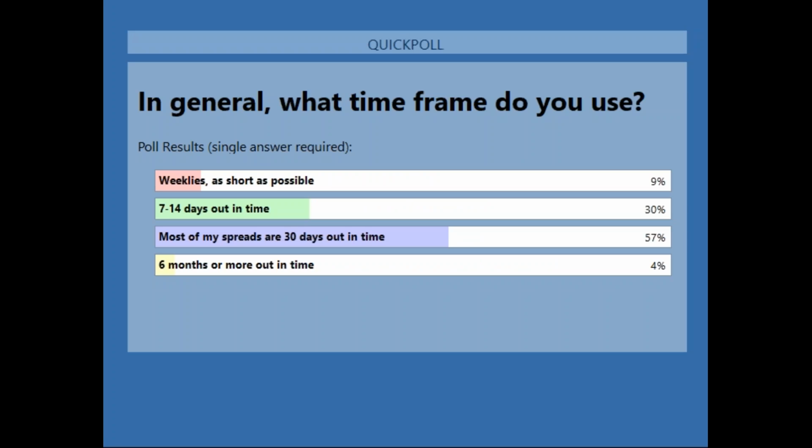9% of you are doing the weekly time frame as short as possible. And 30% of you are doing weeklies perhaps, but you're maybe going 7 to 14 days out in time. And 57% of you are actually doing 30-day out spreads, using the standard expiration, looking for the most time. And 4% of you, of course, are doing the 6 months out in time or more.